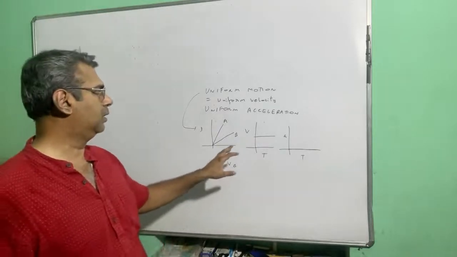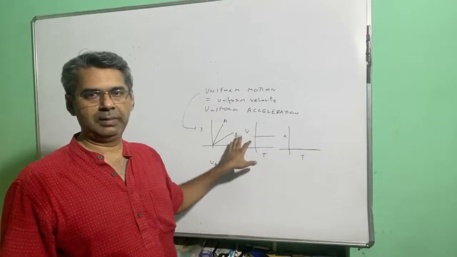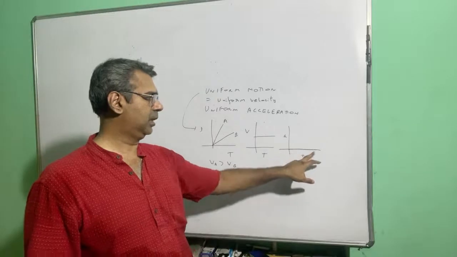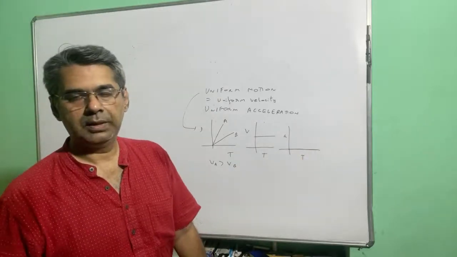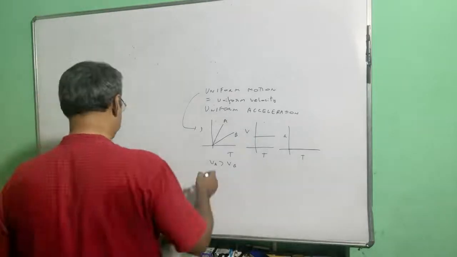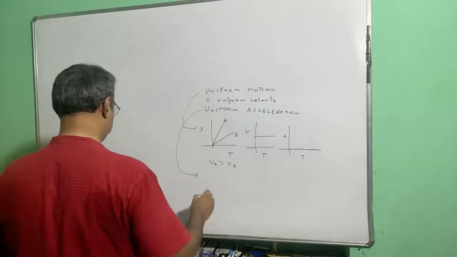On the other hand, for uniform velocity, the velocity time graph will be a horizontal straight line because velocity is not changing, and the acceleration time graph will be completely along the time axis because acceleration is 0. Okay, now we come to the second one, that is uniform acceleration.